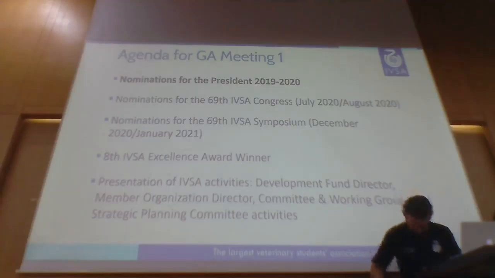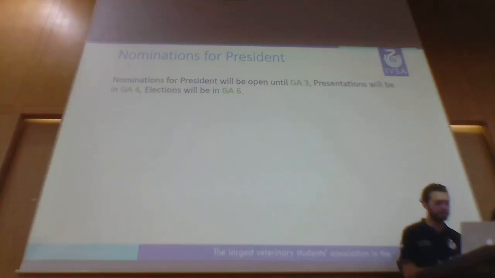Moving right along. We're now going to do nominations for president. These nominations will be open until GA3, with presentations by the nominees in GA4 and elections in GA6. The chair will now accept nominations for president-elect. Are there any nominations?